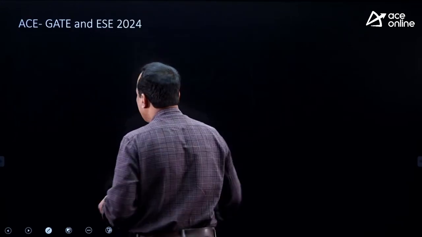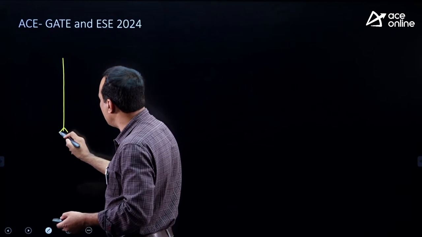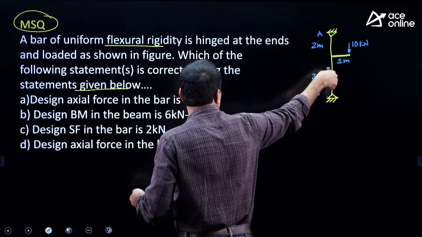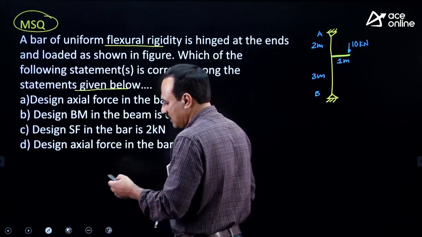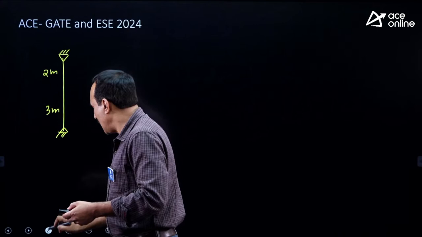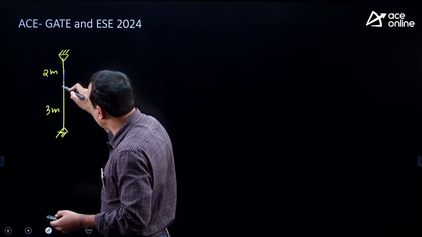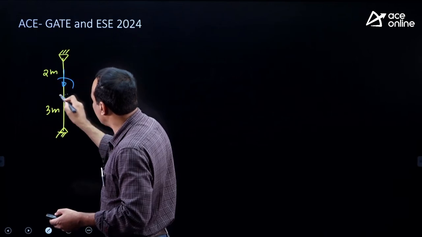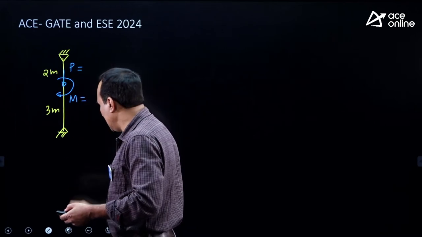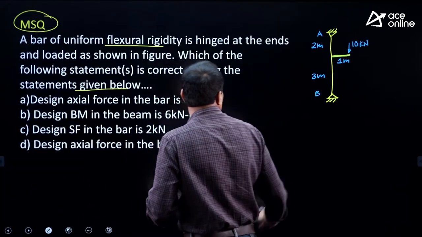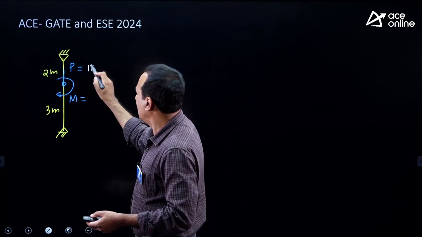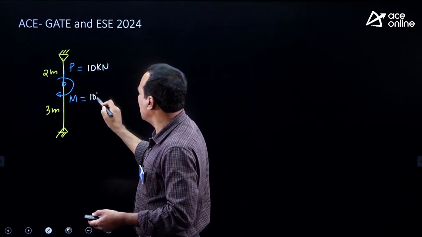I'll try to make use of the next page. So this is the member. Hinge and hinge, both are hinges. And 2 meter, 3 meter. This is 2 meter, this is 3 meter. And you have the axial force here at the end of 2 meter, and moment also comes into the picture. So axial force is 10 kN. Moment is 10 into 1, which is 10 kN meter.